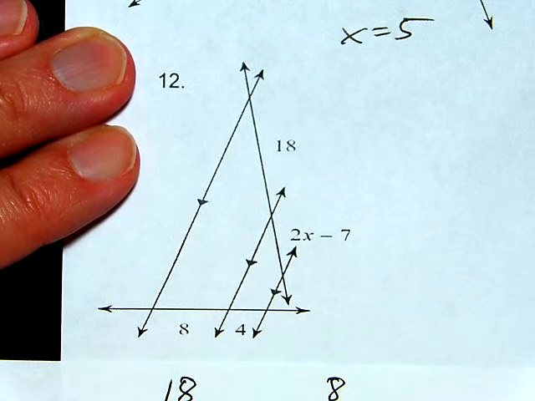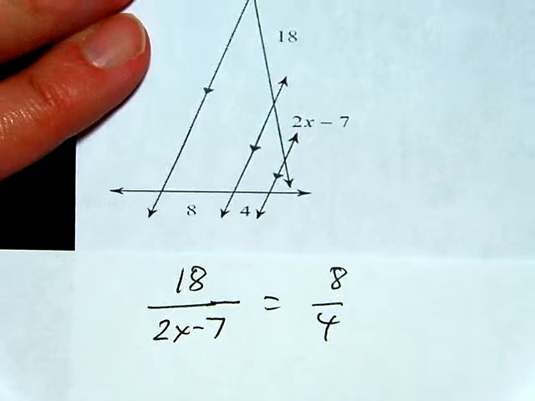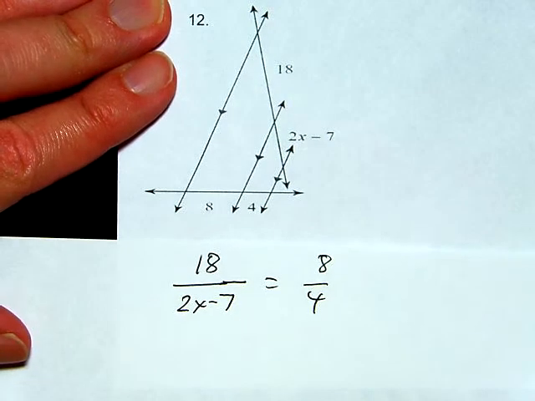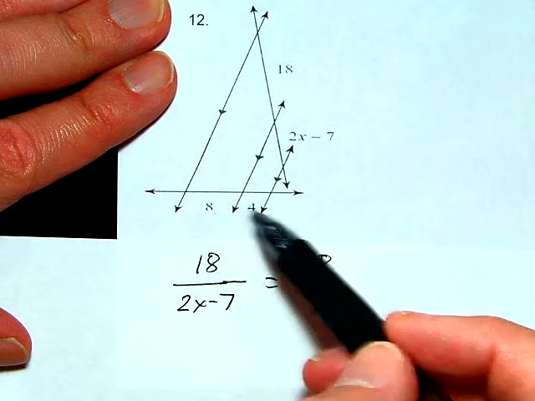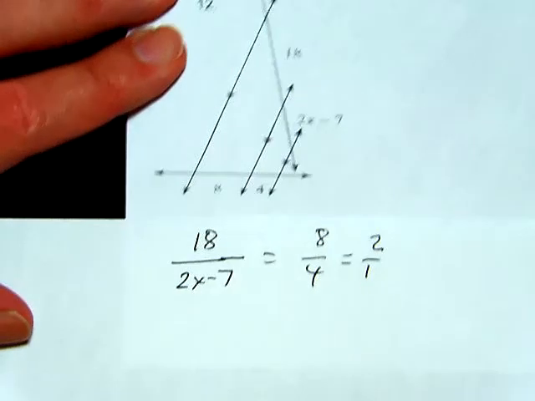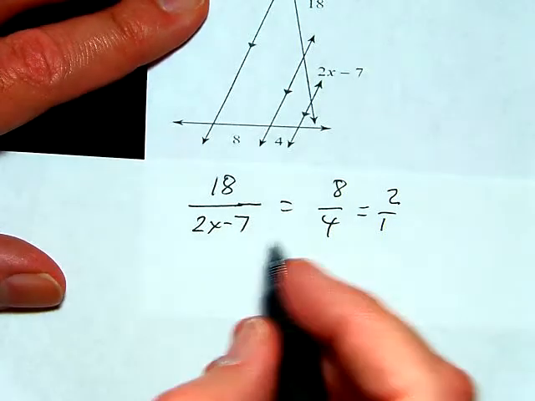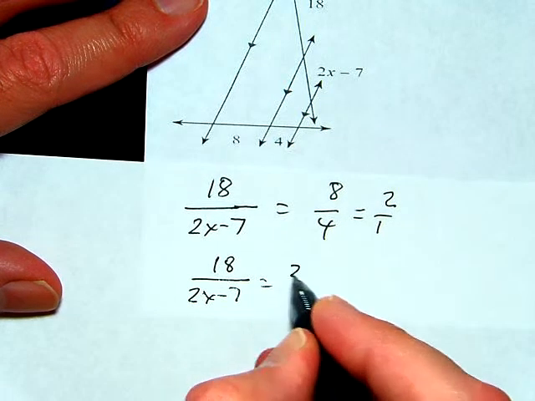Okay, 18 is to 2x minus 7 as 8 is to 4. I hope you realize that 8 over 4 is the same thing as 2 over 1. So we can simplify our math a little bit. We've got 18 over 2x minus 7 is equal to 2 over 1.